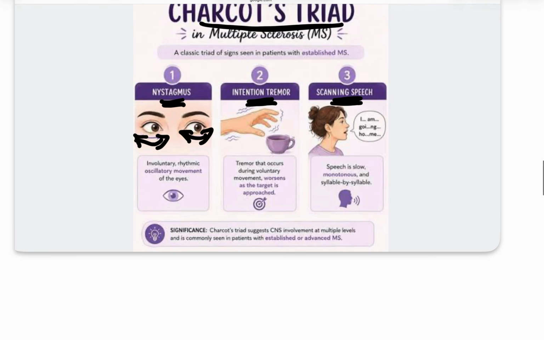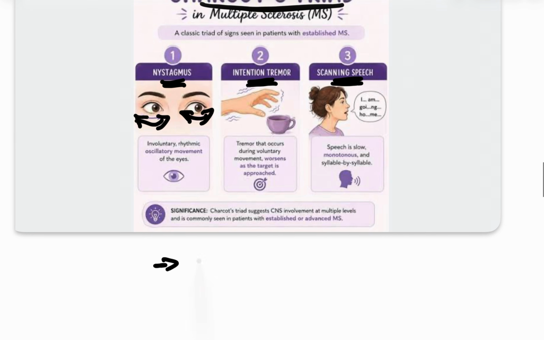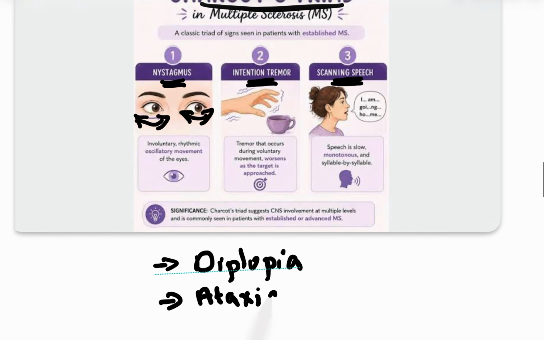Other than this, the patient will also have symptoms like diplopia, that means double vision, ataxia. Ataxia means loss of muscle tone or decrease in muscle tone or muscular coordination, which will make the patient fall, and then vertigo. Then again, the patient will have blurred vision.